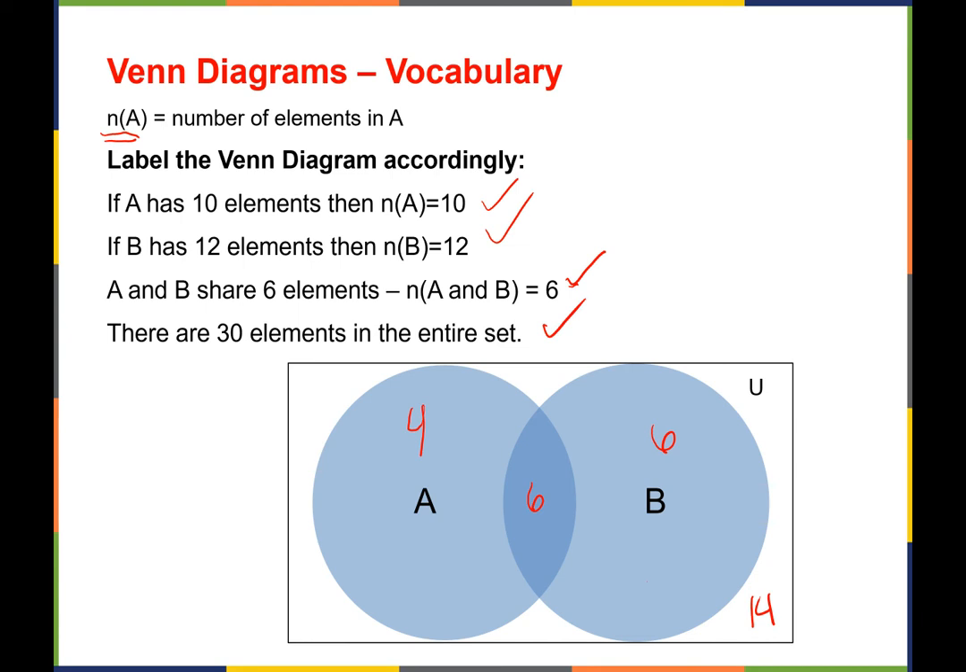This doesn't mean the element 4 is in A. It means the number of elements in A only is 4. And this is a little bit confusing, and you really have to go by the context of the problem to understand if we're talking about a specific element, the number 4, or if we're talking about the number of elements.